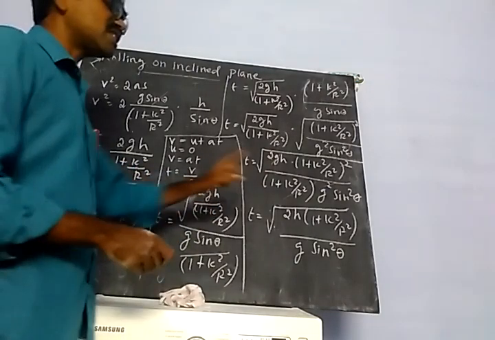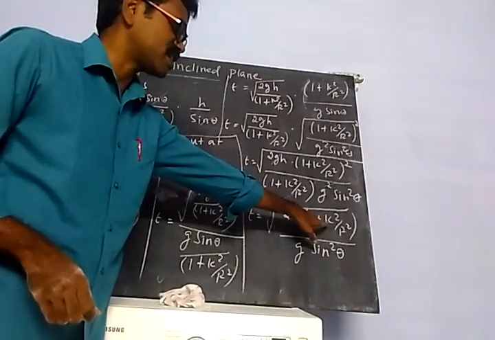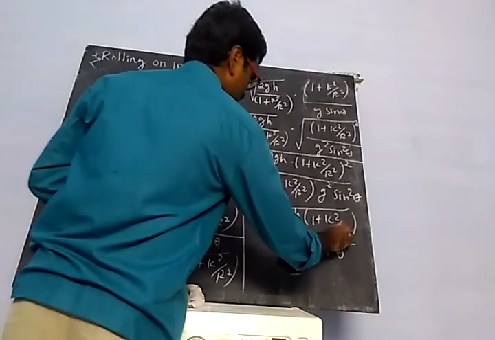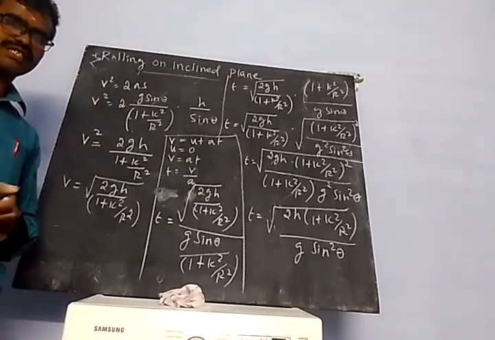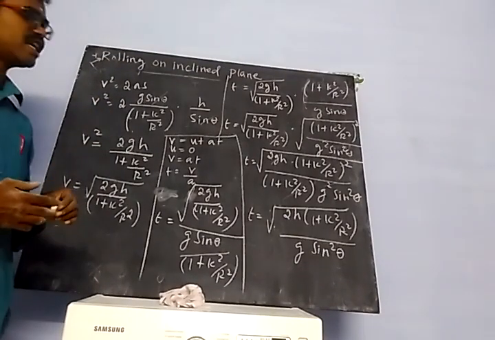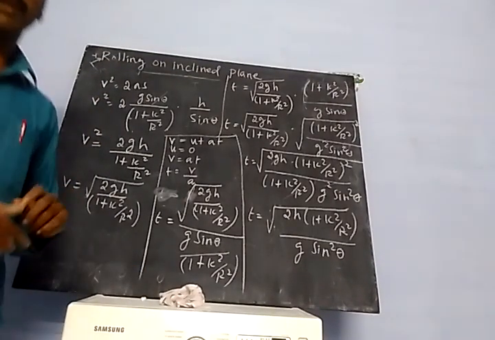For those having the least value of radius of gyration, where k is the radius of gyration, the least value will reach the bottom first. Do you understand, ma'am? So this is rolling on an inclined plane. Okay, thank you.